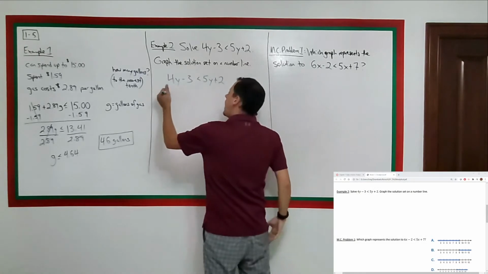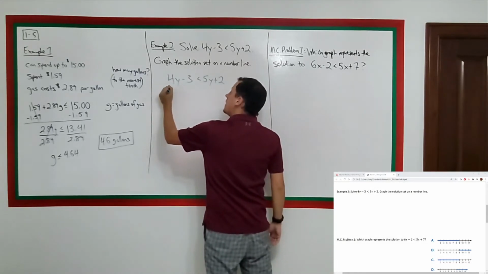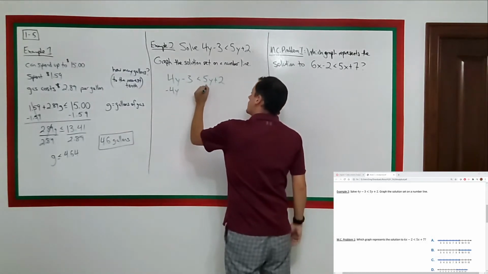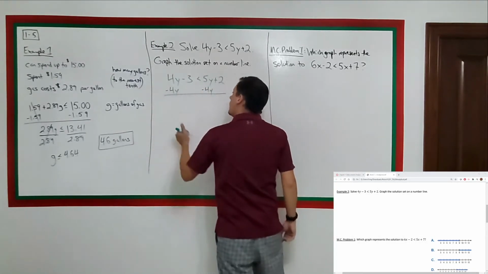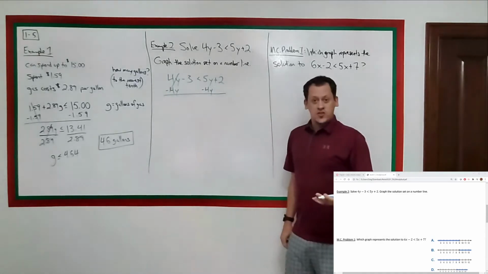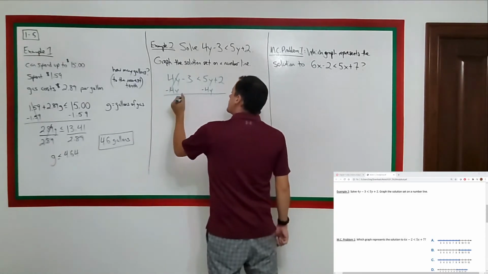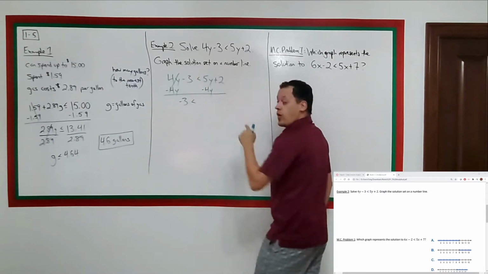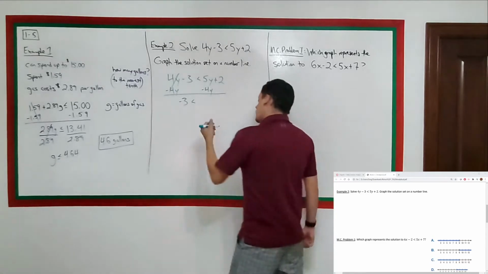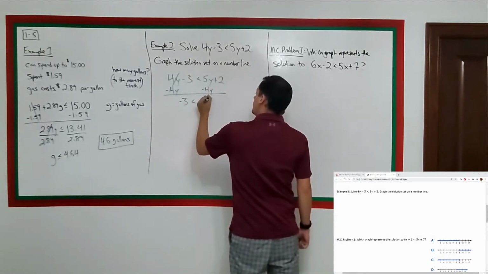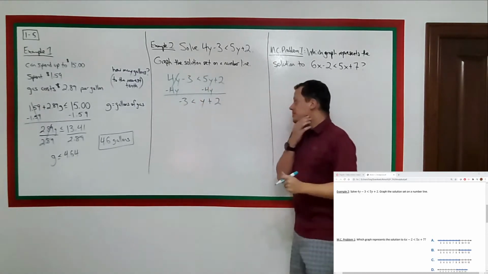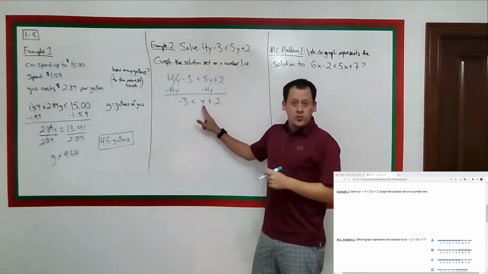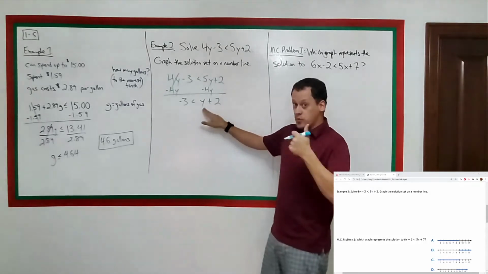So we'll take this 4y, and since it's positive 4y, we need to subtract it to move it over. Subtract 4y. These are going to cancel out, just like we wanted. This is negative 3 less than 5y minus 4y is 1y, or just y, plus 2. All right. Our goal, we now just have one thing that has y in it, which is good.